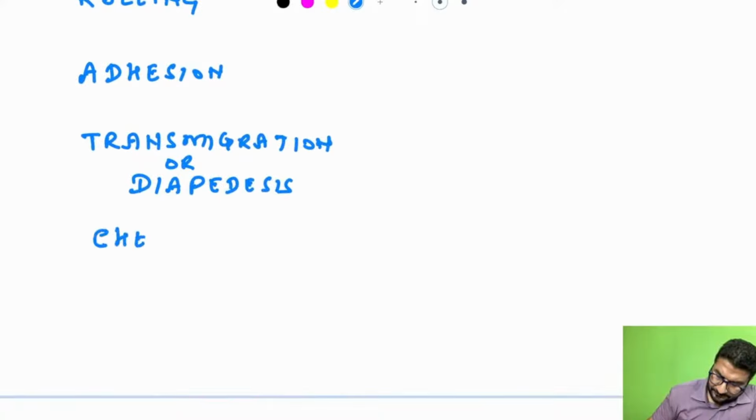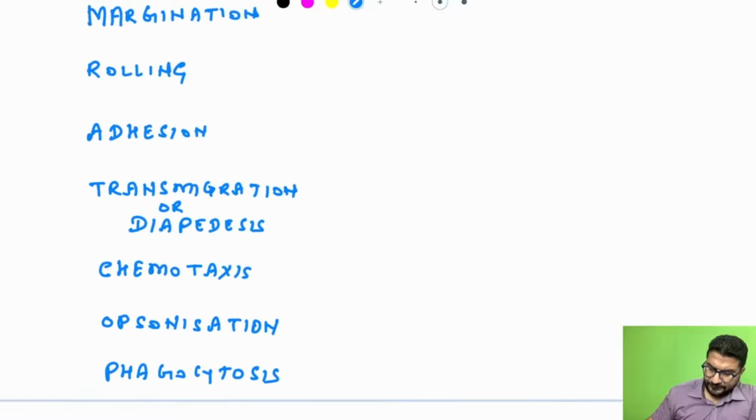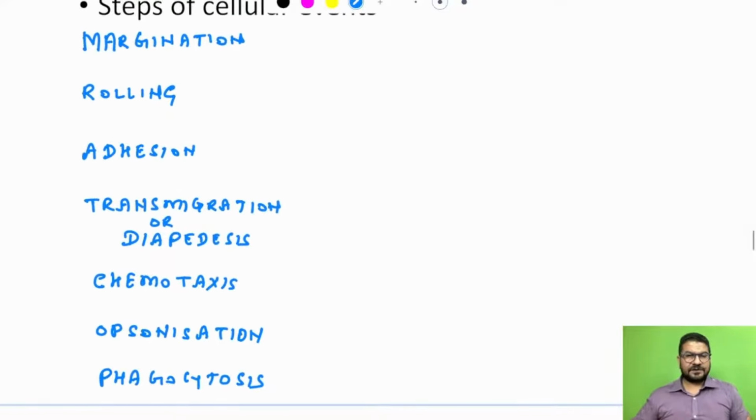Chemotaxis, opsonization, and phagocytosis. So these are the steps: margination, rolling, adhesion.